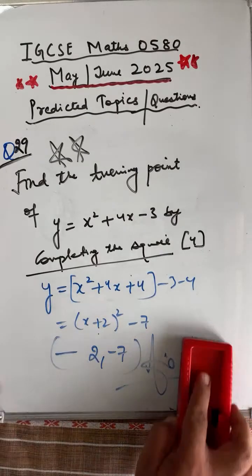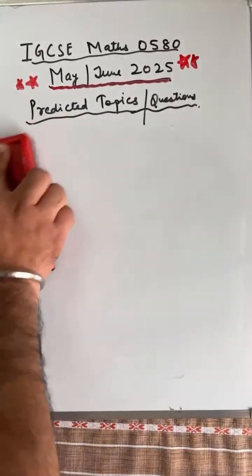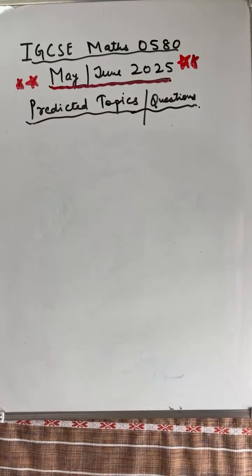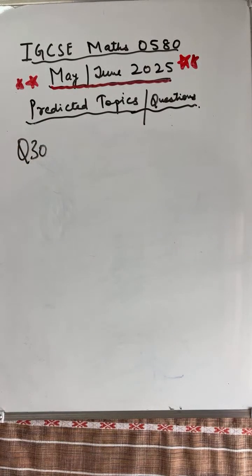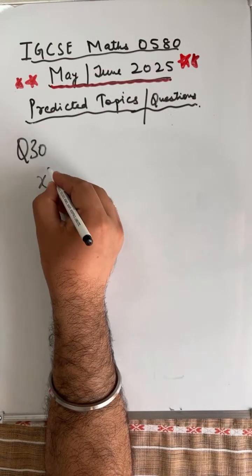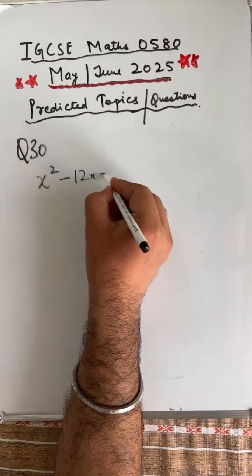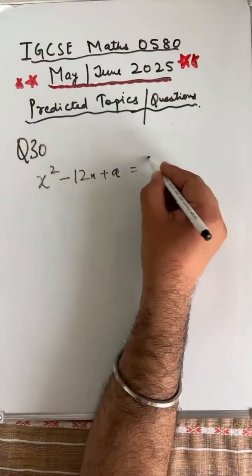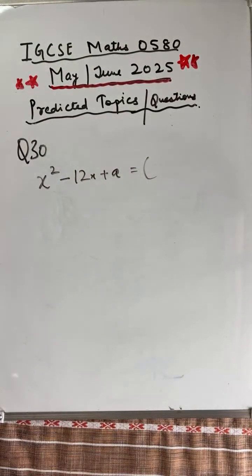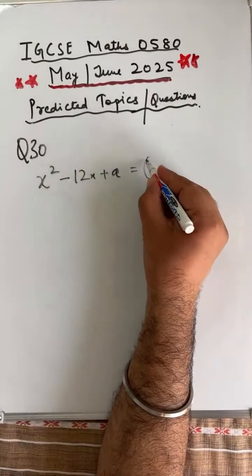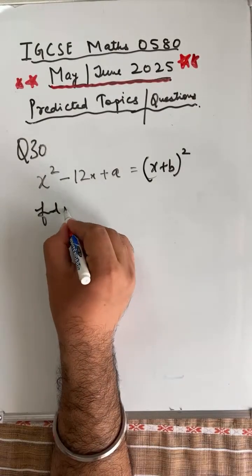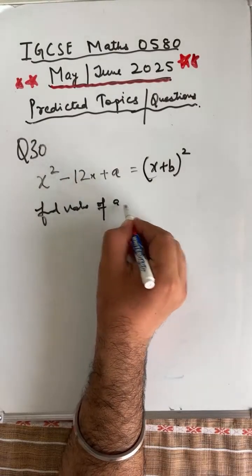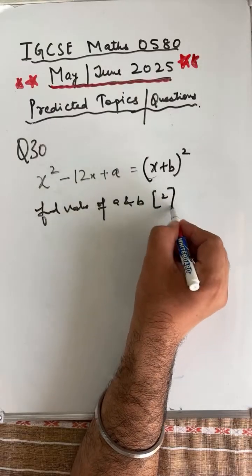Now let us move to the next question. Question number 30. We have x square minus 12x plus a is equal to (x plus b) whole square. Find the value of a and b. This is of 2 marks.